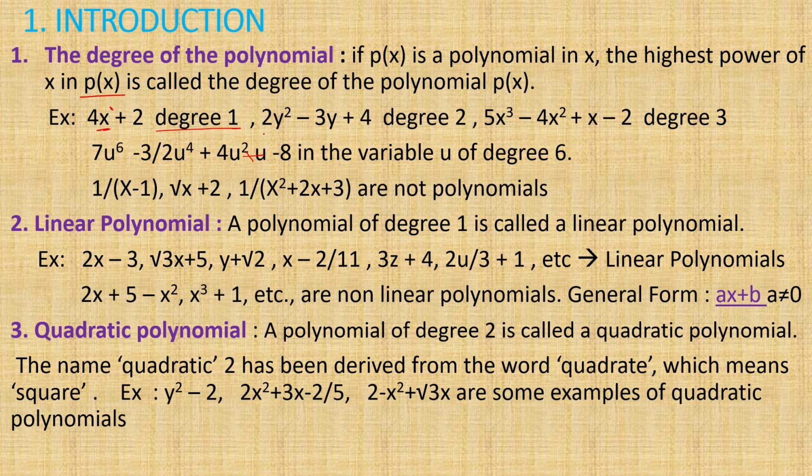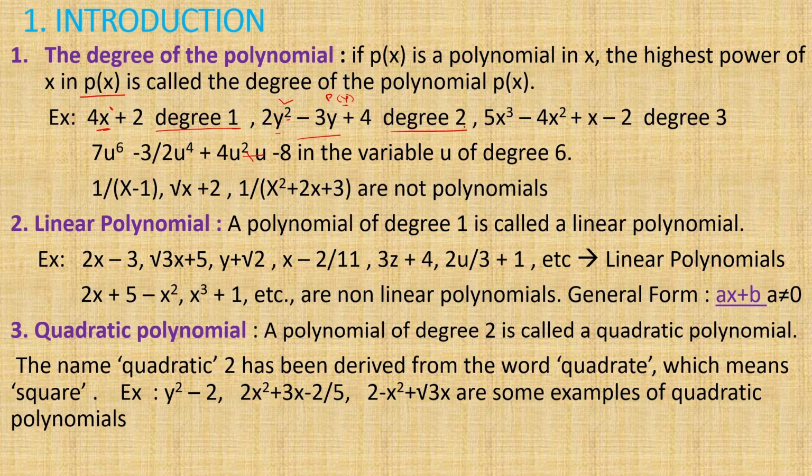Suppose you take another polynomial in y, 2y square minus 3y plus 4. This polynomial is represented as p of y, with variable y. In this polynomial, what is the degree? It is the highest power of that variable. Here two y terms are there, y square and y. In that, what is the highest power? Y square. So 2 is the highest power. That means the degree of this polynomial is 2.